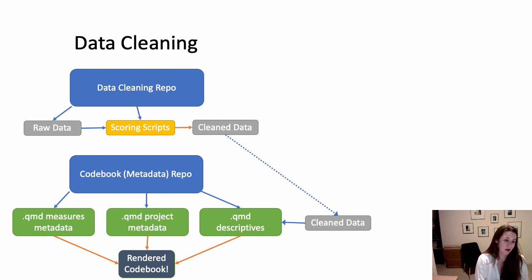And we are going to dive into this a little bit more in depth in class to look at, okay, what does a rendered codebook actually look like? What are the pieces of it? And what might we want in a rendered codebook? So this is all on the data cleaning side.